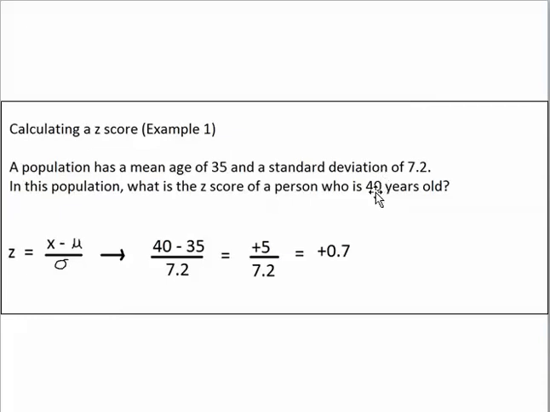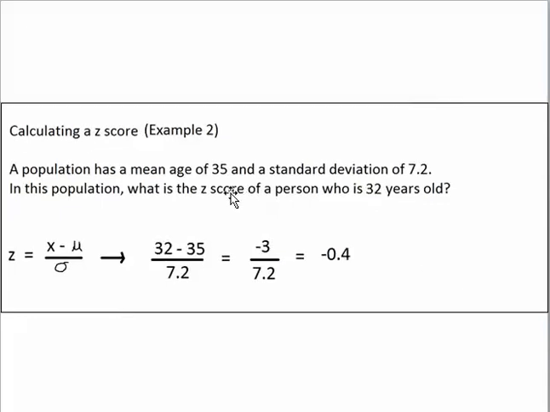To turn 40 into a z-score, we subtract 40 by the mean and divide by the standard deviation. These numbers are all provided in the question. 40 minus 35 is 5, and then 5 divided by 7.2 is 0.7. So in this population, a person who's 40 years old has a z-score of +0.7. Notice how this z-score came out to a positive number. I told you that when a data value is above the mean, it has a positive z-score.